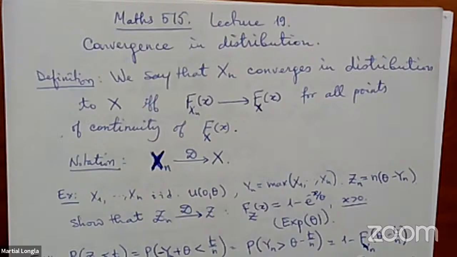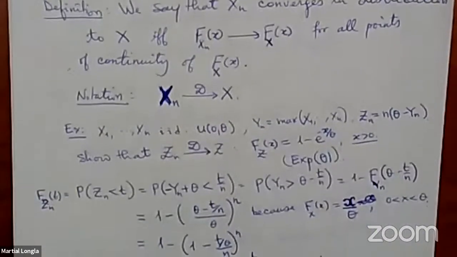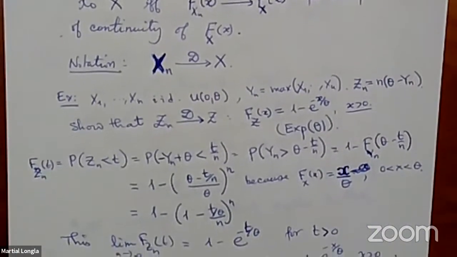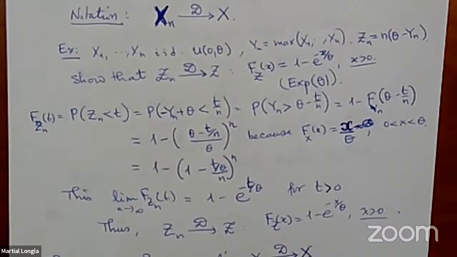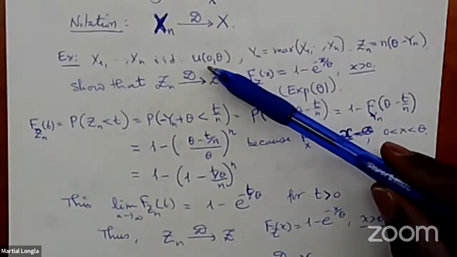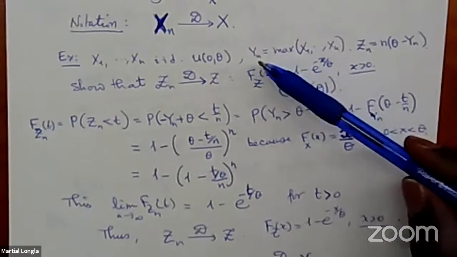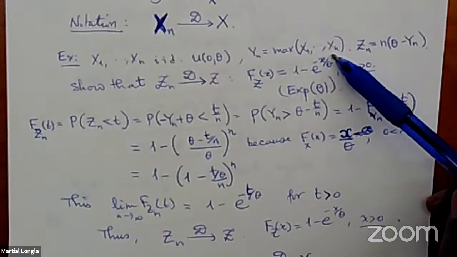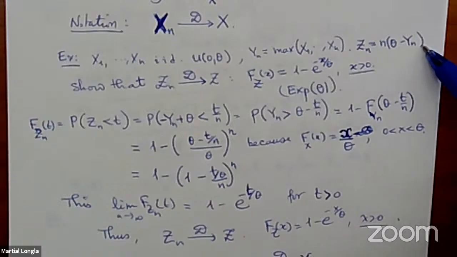So, as an example, here I'm looking at a sequence of independent and identically distributed random variables from the uniform 0 theta. And Yn is the maximum of those observations. And I define Zn as n times theta minus Yn.